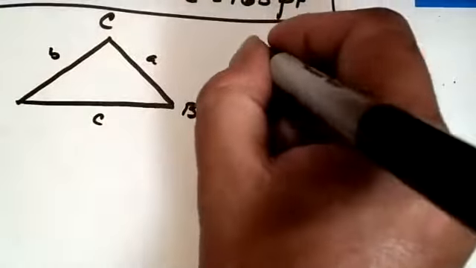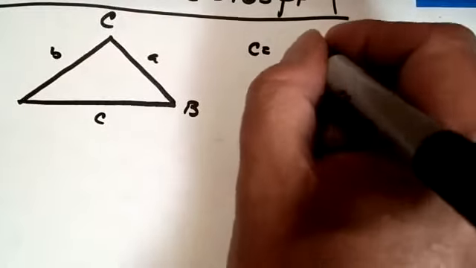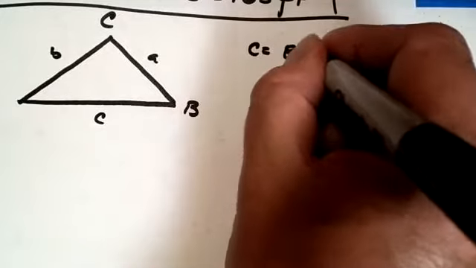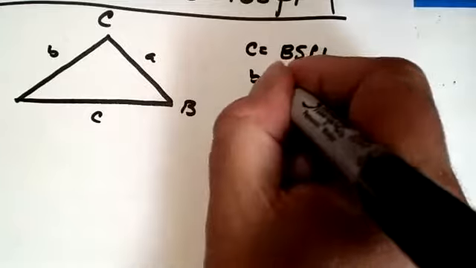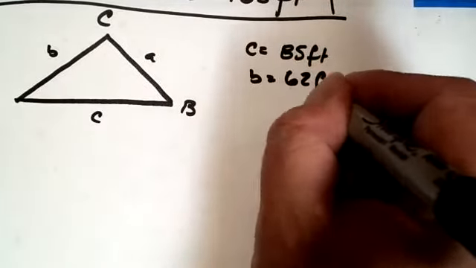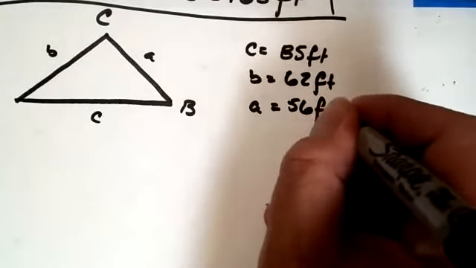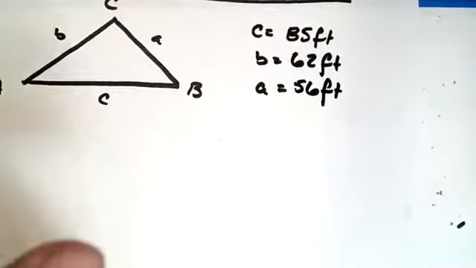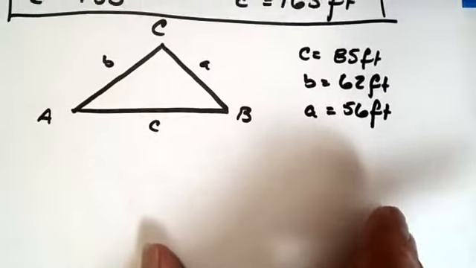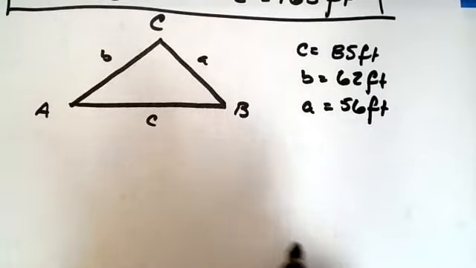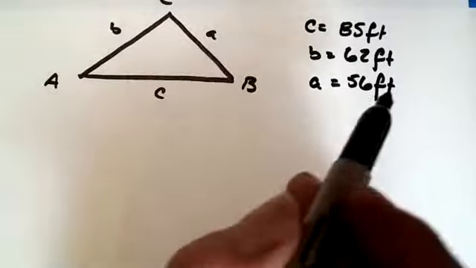And I'm just going to pick something that seems reasonable. How about C equal to, let's say that's, oh, I don't know, let's say 85 feet. B looks to be shorter, so B, let's make that 62 feet. And A, let's maybe say 56 feet. Okay, so we will use exclusively version 2 of the law of cosines, and we will do the calculation 3 times in a row to arrive at the result.